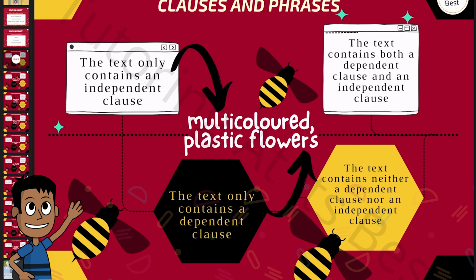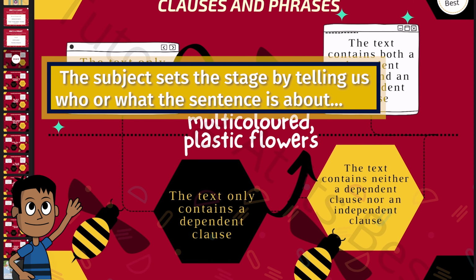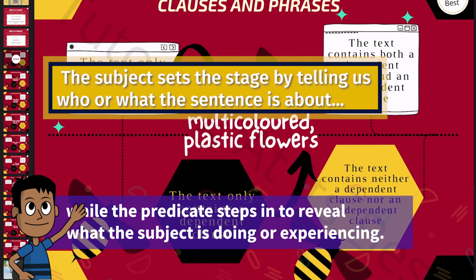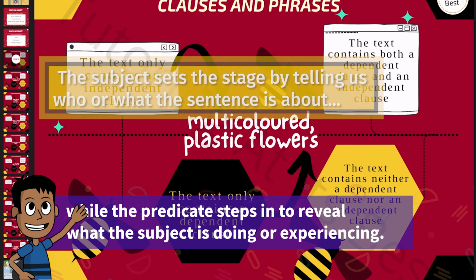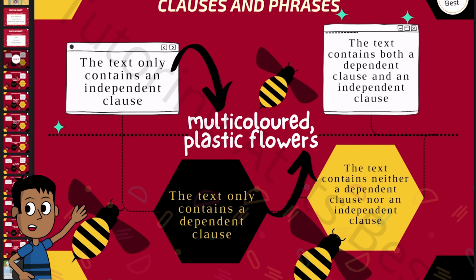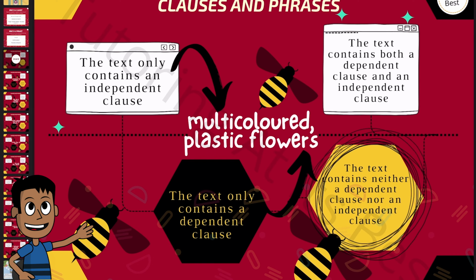So as you can see, we've been given a phrase here, which is multicolored plastic flowers. Remember, these are groups of related words that lack a subject and a predicate. So they serve as building blocks. And you can see here that the correct answer is that the text contains neither a dependent clause nor an independent clause. And so this is a phrase. Over to the next question.